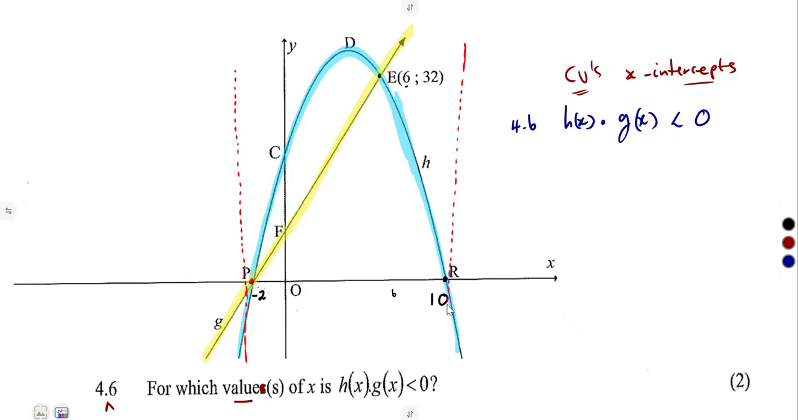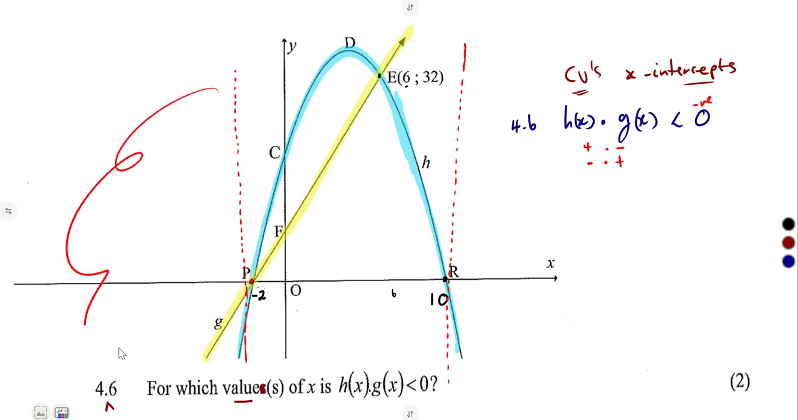Just going to have a vertical line passing through R there. Those are the critical values, -2 and 10. We must have these values in our answer, one of these or both, depending on the solution. So the question here is, where do we have the product of the two less than 0? It's either positive to a negative or negative to a positive. So let's check.